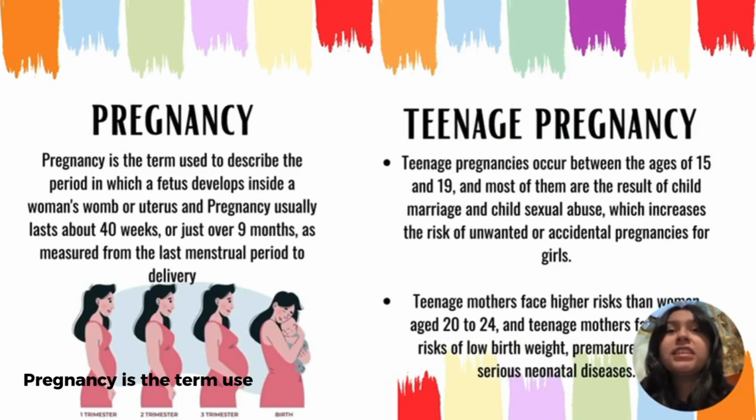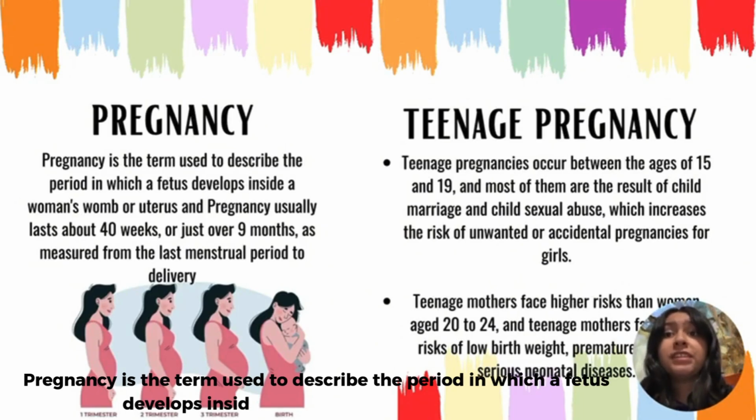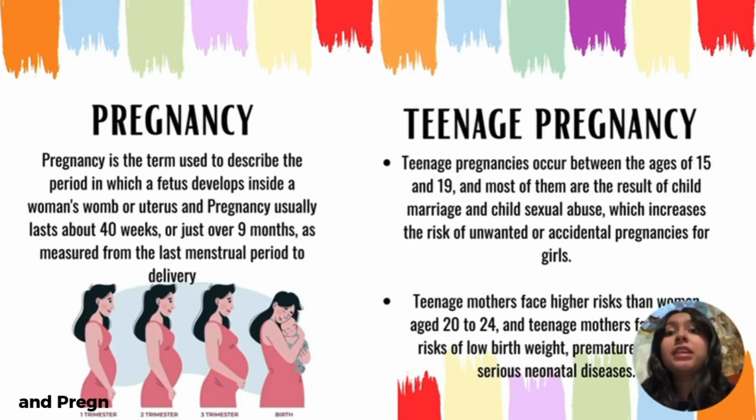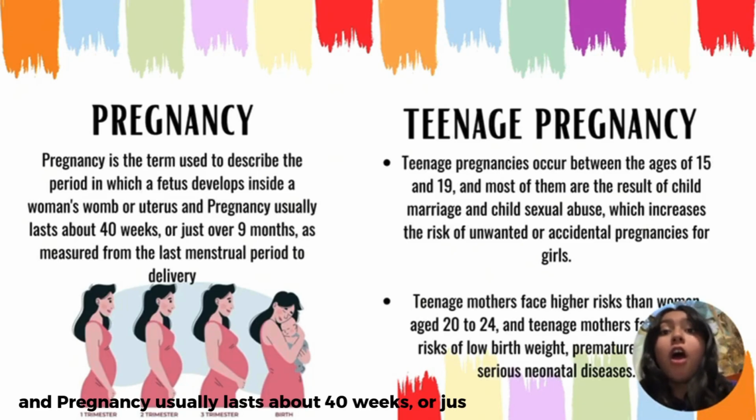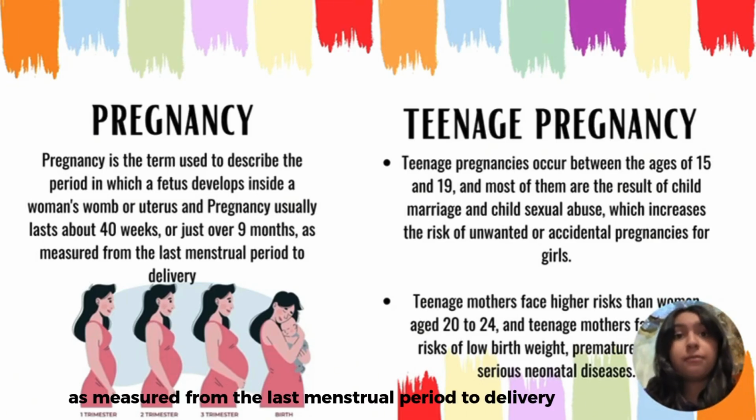Pregnancy. Pregnancy is a term used to describe the period in which a fetus develops inside a woman's uterus, and pregnancy usually lasts about 40 weeks, or just over 9 months, as measured from the last menstrual period to delivery.